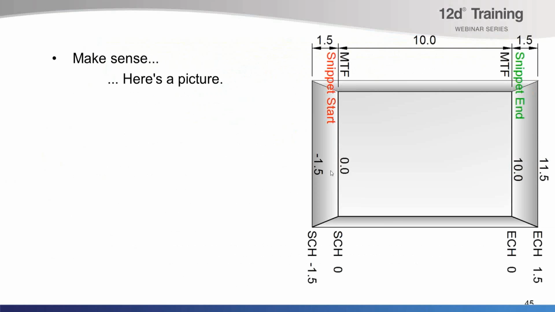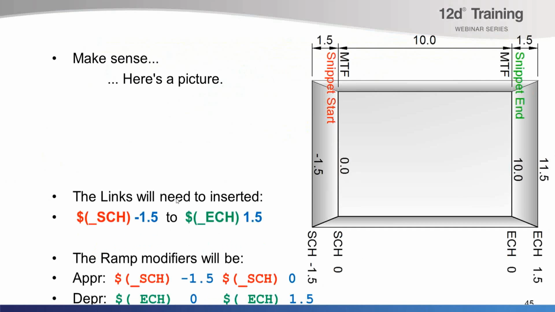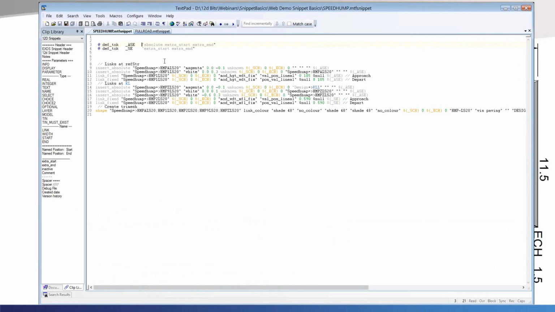So we can see here, this is our snippet start. We're going to insert it, and that's going to be our relative chainage in the snippet of 0. Our speed hump is going to be 10 meters long. One ramp is going to start 1.5 meters before 0, and the other ramp's going to end 1.5 meters after. So this is how our snippet will look. We'll have a start chainage, we'll have an end chainage, and we're going to start the links and the ramps before and after. So our links need to be inserted from the start chainage back 1.5 meters and from the end chainage beyond 1.5 meters, and the ramps will start at -1.5 and end at 0. The other ramp will start at the end chainage 0 and end 1.5 meters past that.